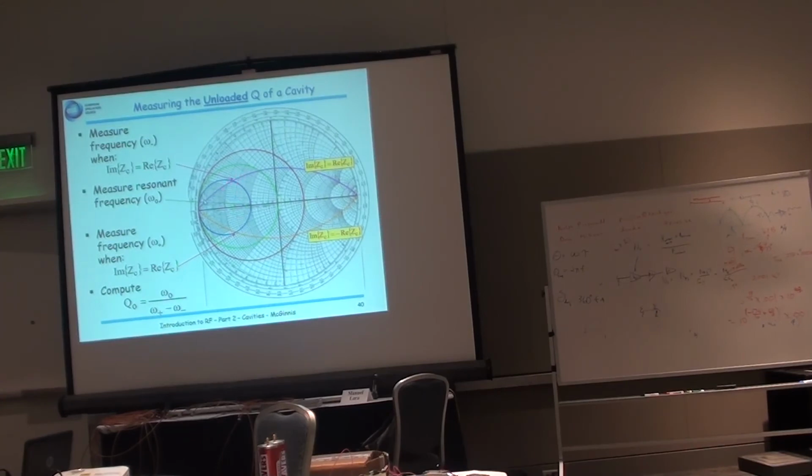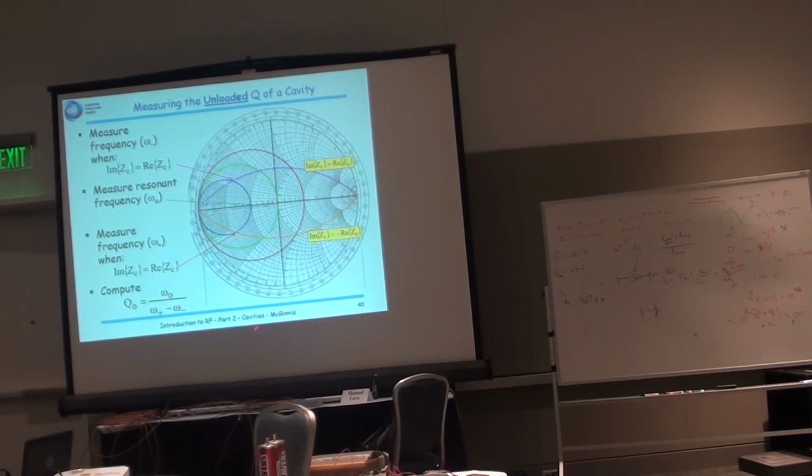So to get this curve, I've had to sweep my network analyzer. My network analyzer makes measurements at different frequencies. As I sweep it, I trace out this curve. So when this thing hits this axis here, or goes the furthest extension, that's going to be omega 0. Whatever frequency it was when it crosses, when it goes from here to here, that's where the real part is equal to the imaginary part. I record those frequencies, and I can get the Q0.